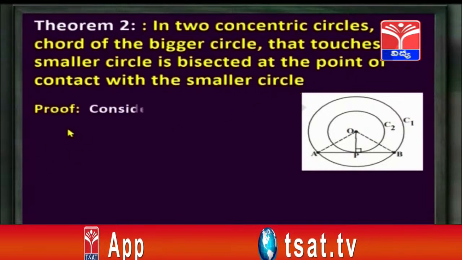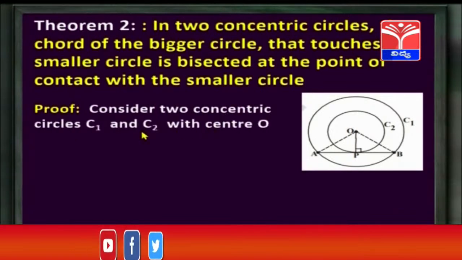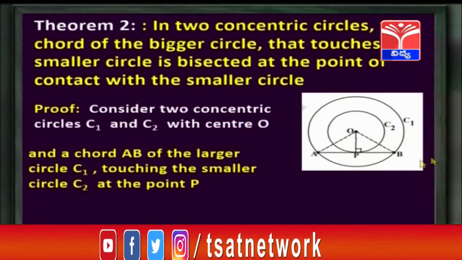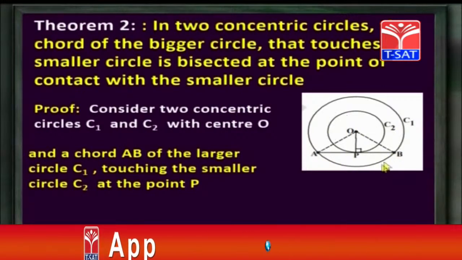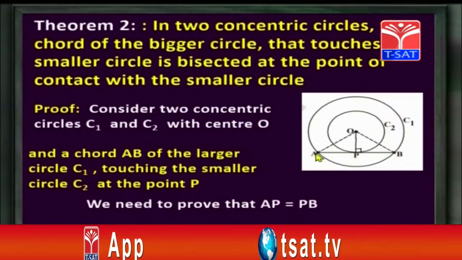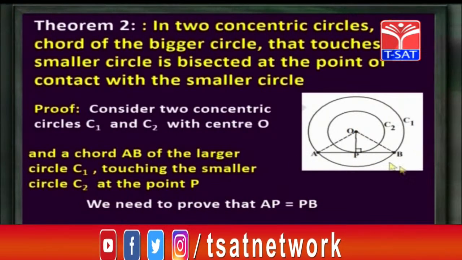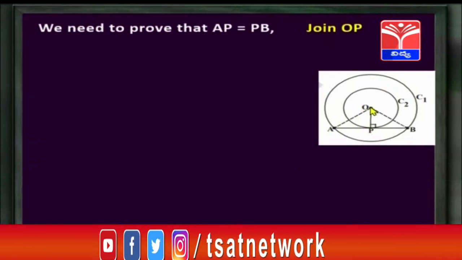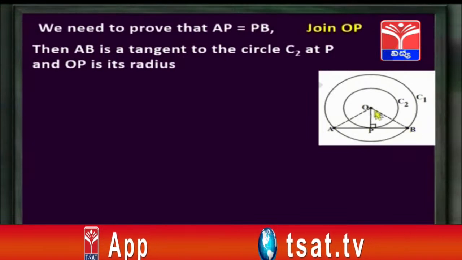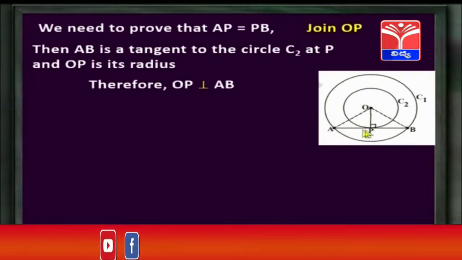Let us see the proof of this. Consider two concentric circles C1 and C2 with center O, and a chord AB of the larger circle C1 touching the smaller circle C2 at the point P, which is the point of contact. Now, we need to prove that AP is equal to PB. That means OP is bisecting AB. For that, first join OP. AB is a tangent to circle C2 at P, and OP is its radius. Therefore, OP is perpendicular to AB.